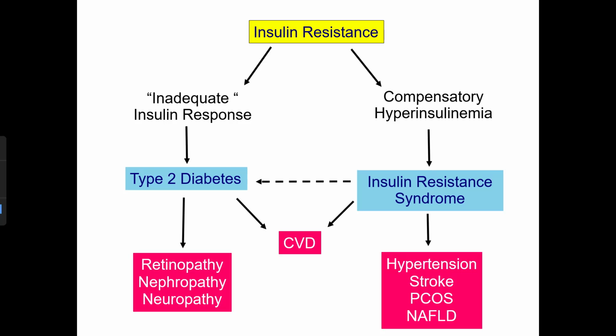Compensatory hyperinsulinemia can lead to insulin resistance syndrome, which can cause hypertension, or high blood pressure, stroke, and then PCOS and NAFLD. And both of those can lead to cardiovascular disease, or CVD.